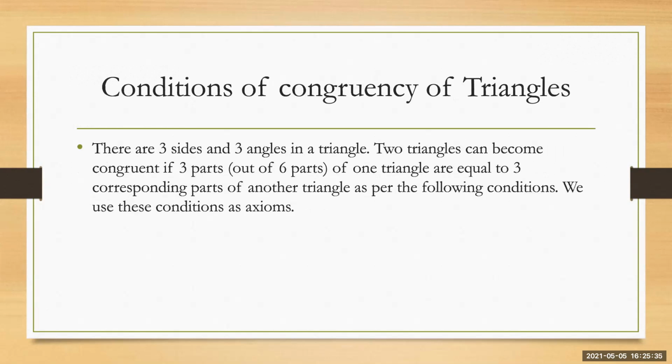Conditions of congruency of triangles. There are 3 sides and 3 angles in a triangle. 2 triangles can become congruent if 3 parts out of 6 parts of one triangle are equal to 3 corresponding parts of another triangle as per the following conditions. We use these conditions as axioms.